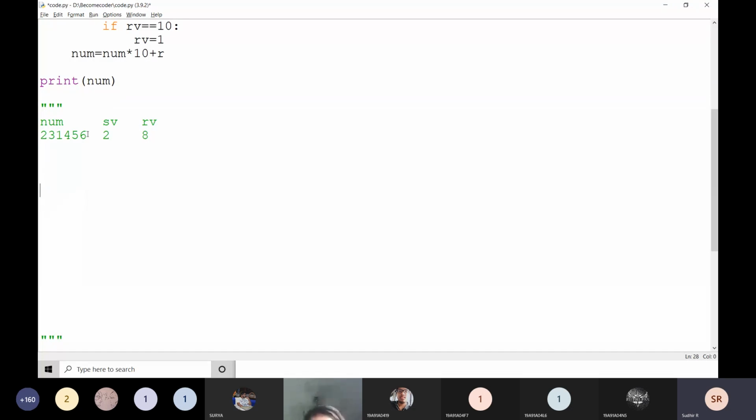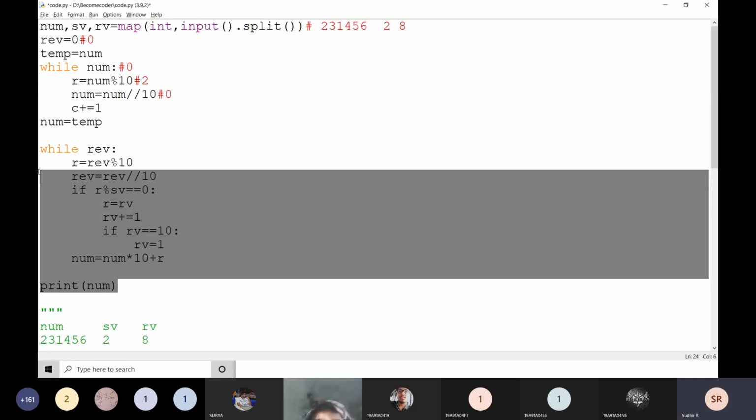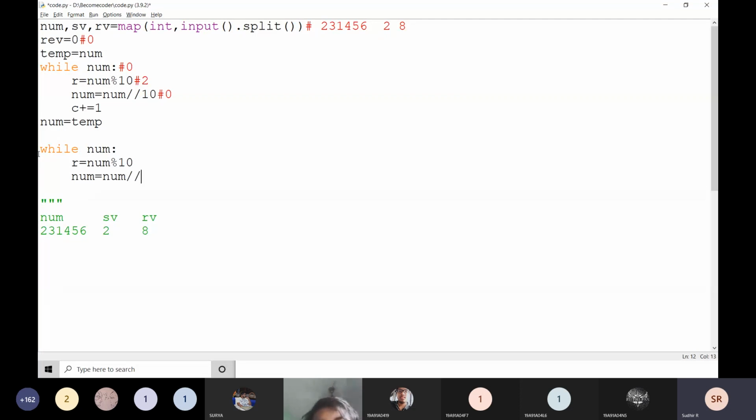I'm going to find how many digits it is. A small mistake is there. That's why I'm going to find how many digits it is. And now I'm going to trace from here to here. I will explain it. Again, I'm going to write while num. I will show you how it is working. Num mod 10 and num is equal to num by 10. I'm going to show you what is R value inside it.